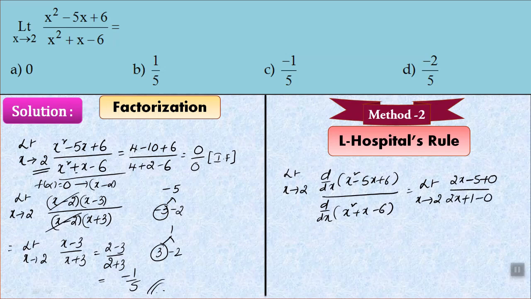6 is constant 0. This equals to, now substitute the limit here, 2 into 2 that is 4 minus 5 divided by 2 into 2 that is 4 plus 1 is equal to minus 1 by 5. Therefore, the answer is option C.